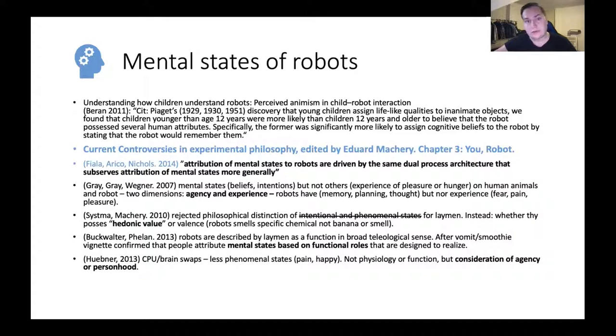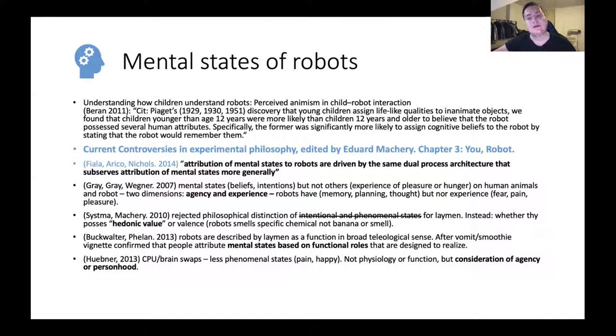The second part of the study is about mental states of robots. Usually philosophers, when they are talking about mental states of machines, tend to use the distinctions that are in philosophical literature. However, lay people usually do not follow these nuanced and highly sophisticated theories.